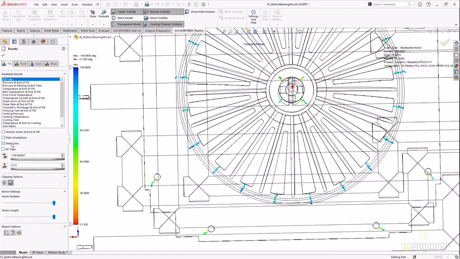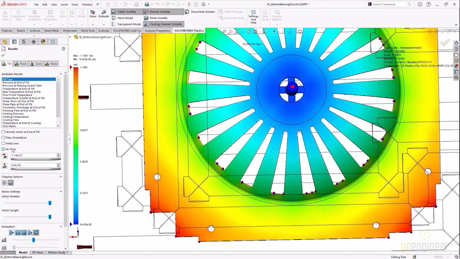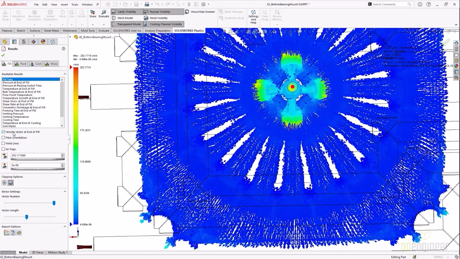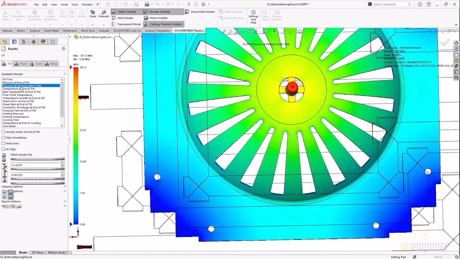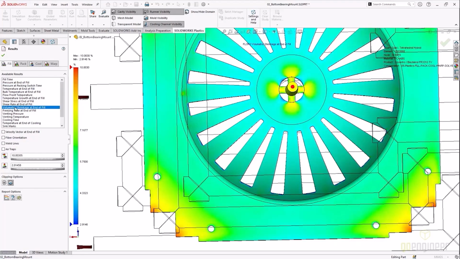We can take a look at the weld lines. Again, that same weld line prediction as what injection engineer gave us. We can look at the velocity vectors at end of fill as well. We can look at the pressure at end of fill, pressure at end of packing, the switch time, the shear rate at end of fill. Again, low shear rate with the four injection locations.